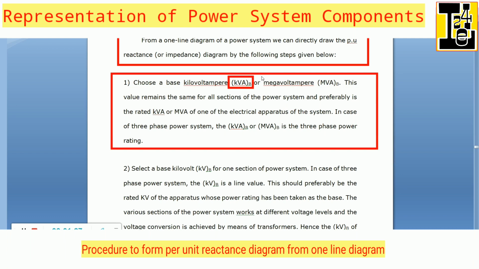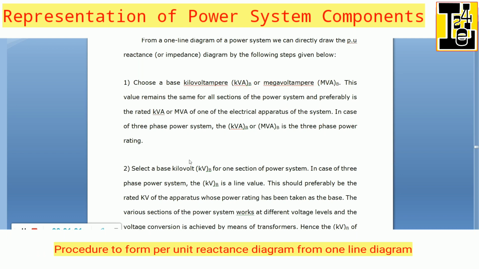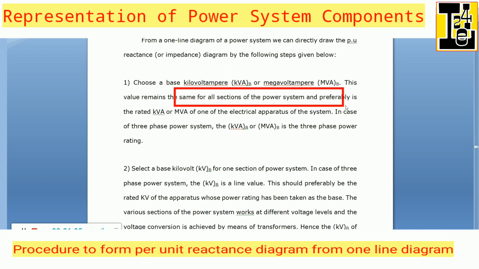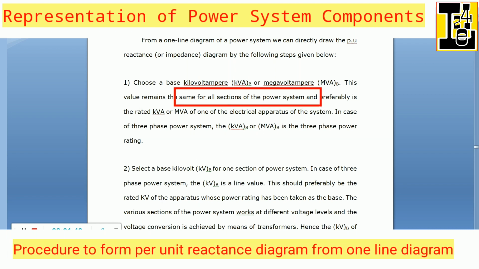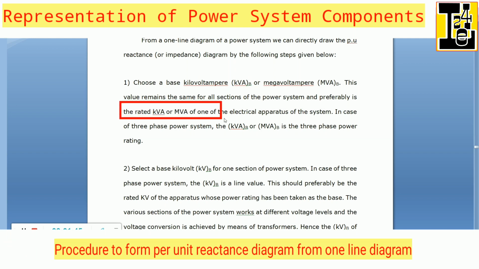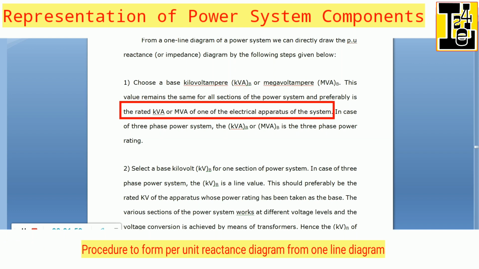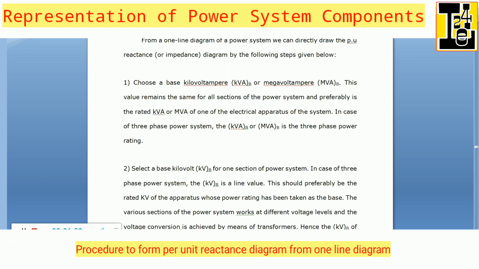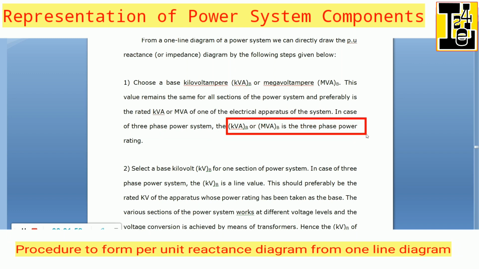or the base MVA. This value remains the same for all the sections of the power system, and preferably this value should be the rated kVA or rated MVA of one of the electrical apparatus of the system. In case of a three-phase power system, the kVA base or MVA base is the three-phase power rating.